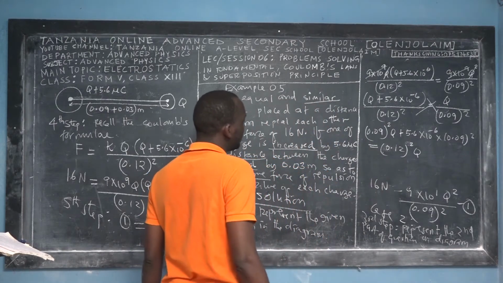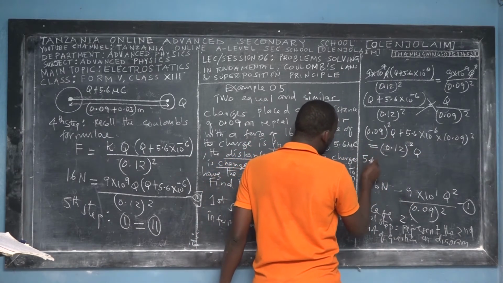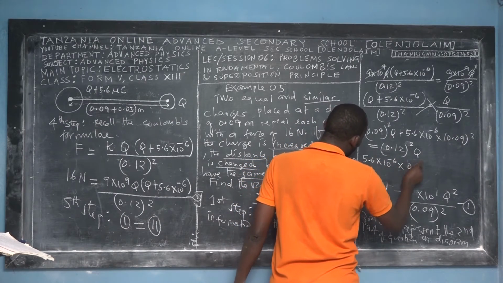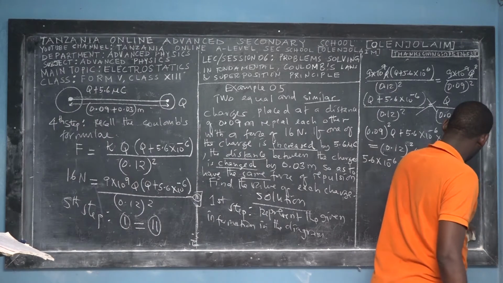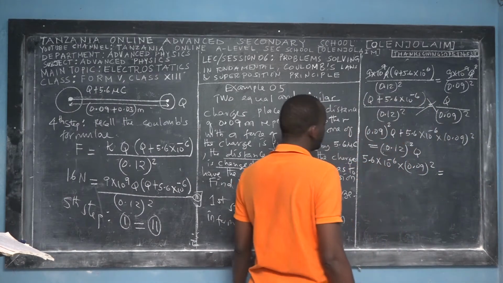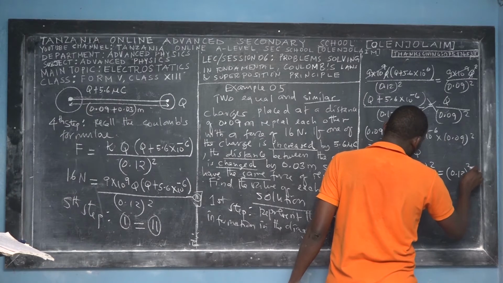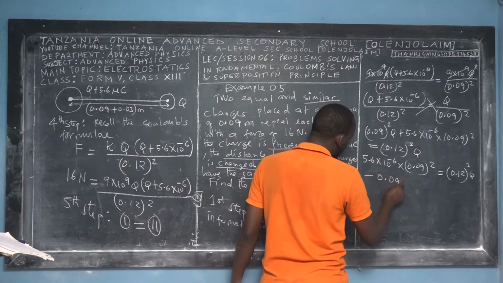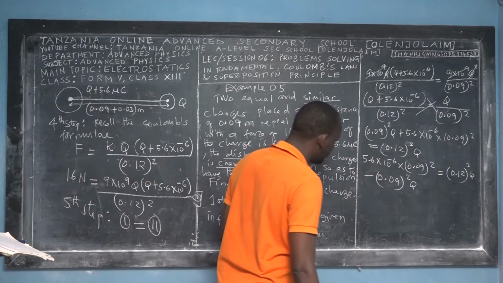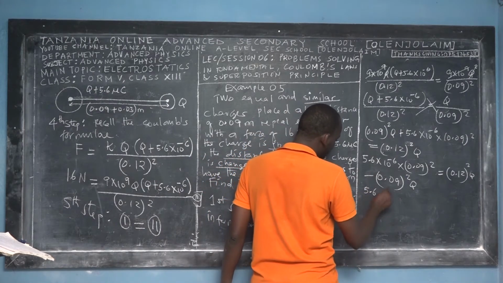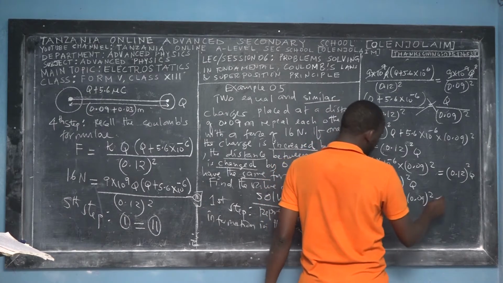So what will be next? Let us take this Q on this side. The left-hand side remains 5.6 times 10 to the negative 6, times 0.09 squared. This is equal to 0.12 squared Q minus 0.09 squared Q. Right? You understand? We are just copying. So 5.6 times 10 to the negative 6, times 0.09 squared, is equal to what?